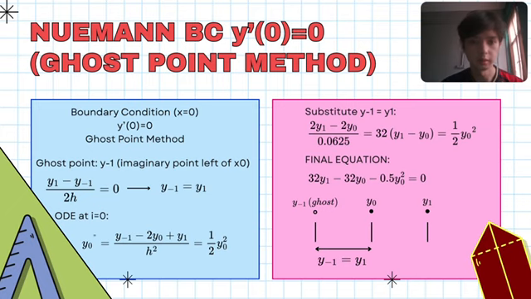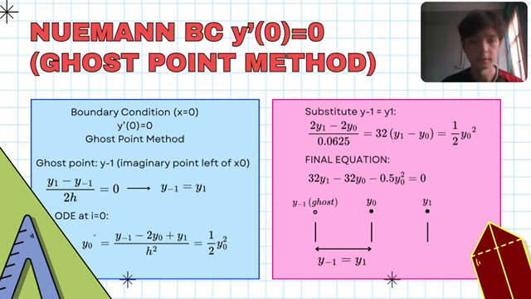So let's now see how we handle the left boundary condition at x equal to 0, where y prime of 0 equal to 0. Because the finite difference formula for the second derivative needs points on both sides, we introduce a ghost point, an imaginary point x negative 1 just to the left of our domain. We call its value y negative 1.